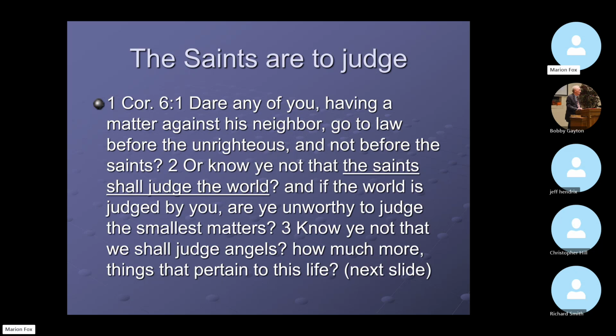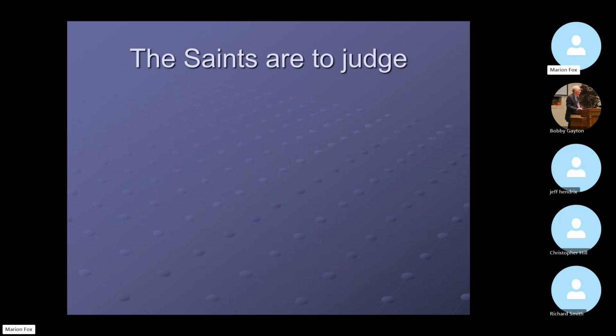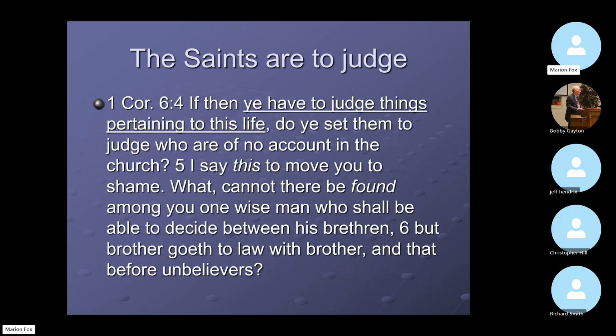So if you judge angels, then the things of this life, and that's what he's talking about in this context. The judgment is things relating to this life, and they're small matters. We have to put all these things together, and we can kind of figure out what's going on. If then you have to judge things pertaining to this life, so we will judge things pertaining to this life.